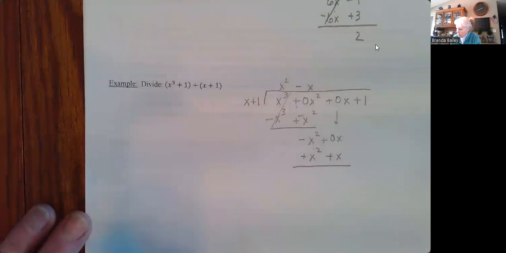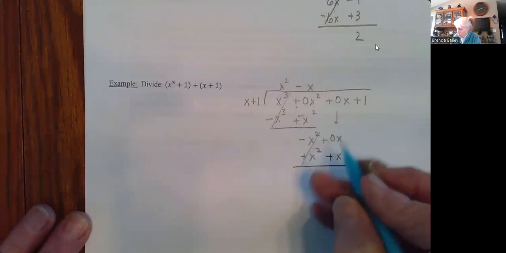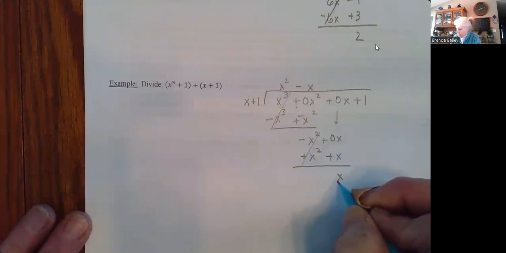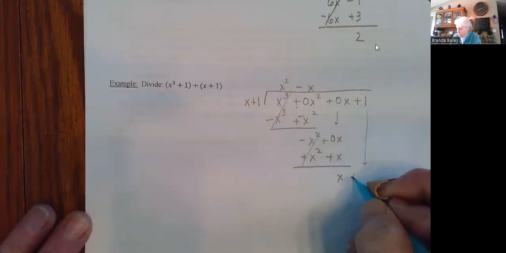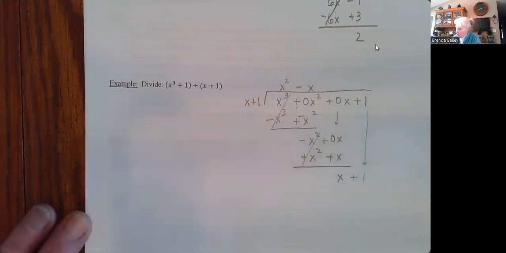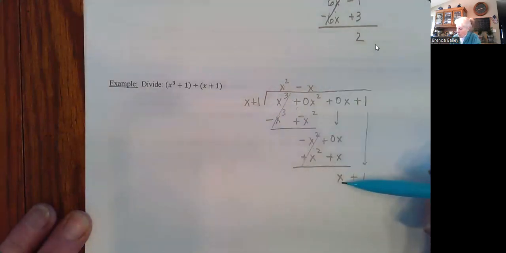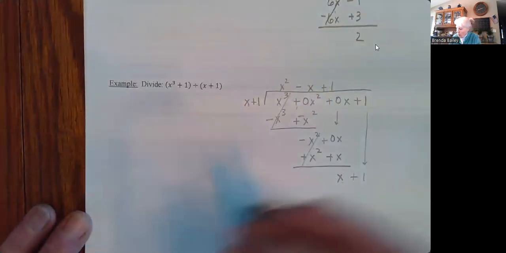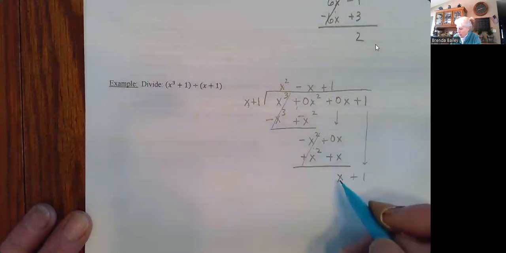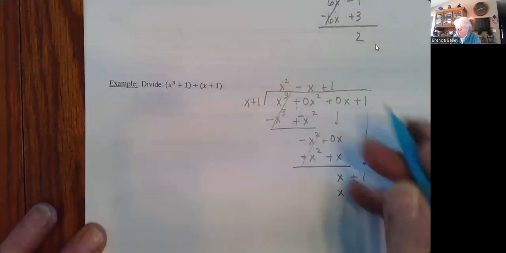So don't forget to change your signs. Opposites, perfect, that drops out. 0 plus 1 is 1x. Bring down the plus 1. Do the process again. What times x gives you x? Well, that would be plus 1. 1 times x gives you x. 1 times 1 is 1.